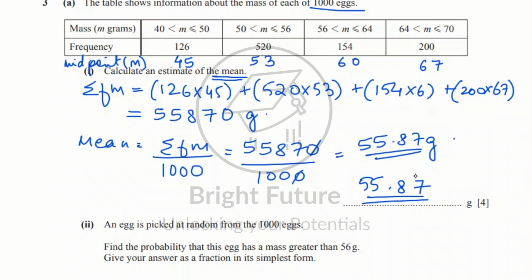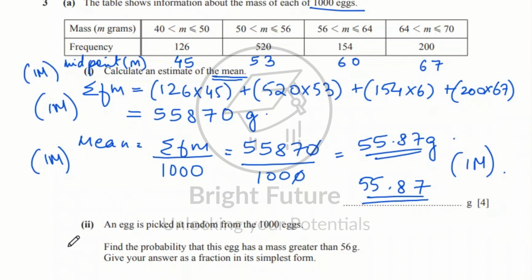Since this question is for 4 marks, 1 mark would be to find the midpoint, 1 mark for this calculation, 1 mark for the calculation of mean, and 1 mark to get your final answer. Since it is unequal, we have to find the midpoint. Using the midpoint, we will find the summation Fm. Mean is equal to summation Fm upon the total number of x. Total number of x is 1000.